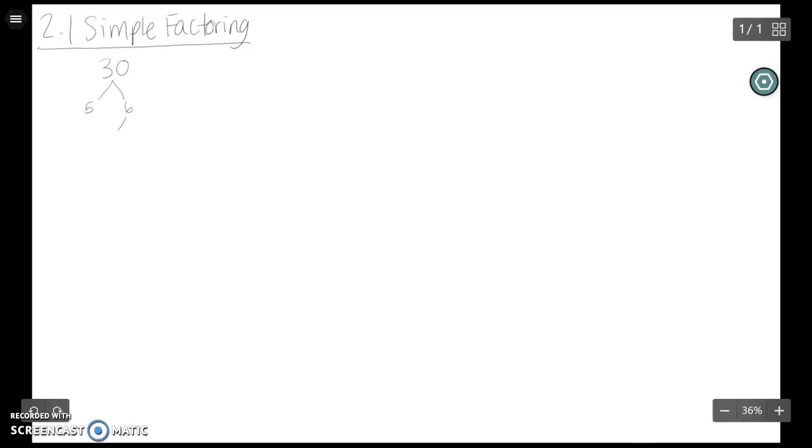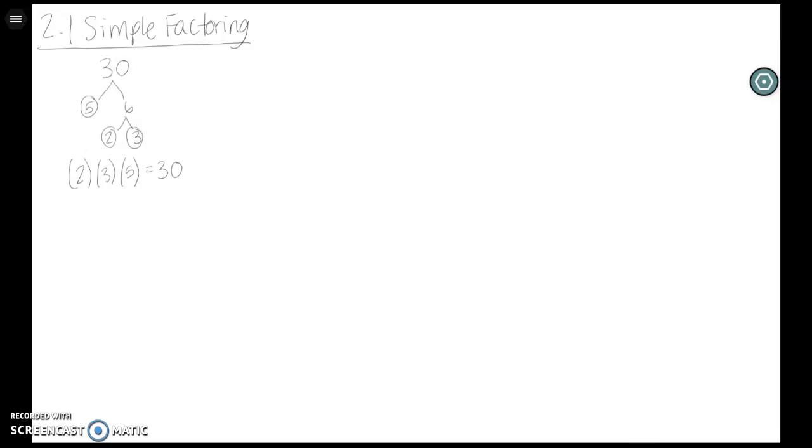And then I can factor 6 even further. Sorry, 2 multiplied by 3 gives you 6. So 2 and 3 are factors of 6. And this 5 and this 2 and this 3, they are all prime numbers, which means that they don't have any factors besides 1 and themselves. So we would say that 2 times 3 times 5 is the prime factorization of 30. We've broken it down as far as we can, and 2 times 3 times 5 is equal to 30.